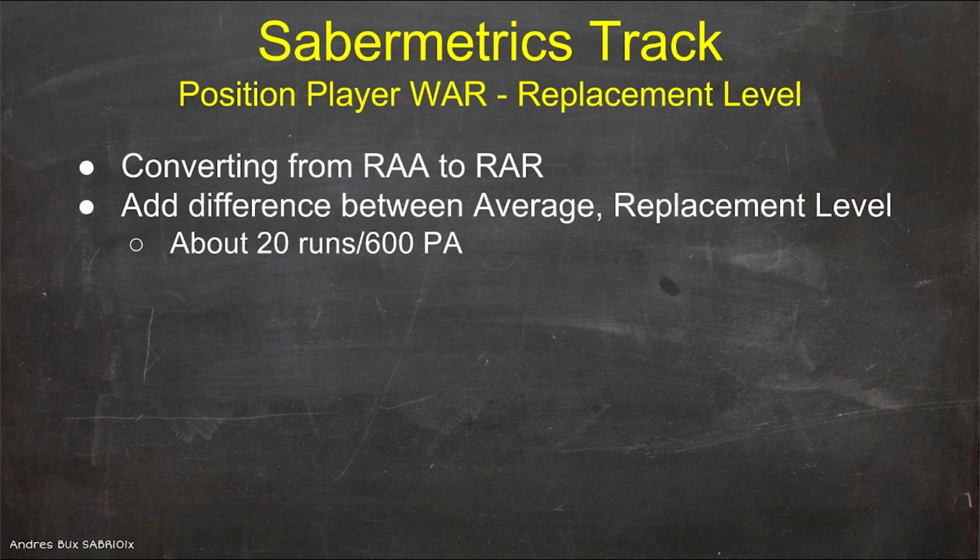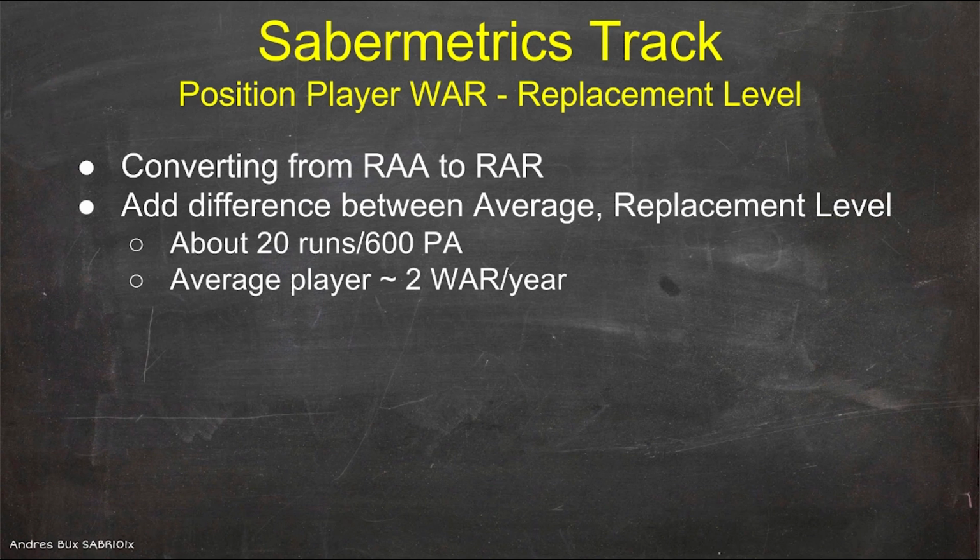In other words, the average player over 600 plate appearances is going to be worth about 20 runs more than the replacement player. And what that means, when you have 20 runs, and we've talked about how we convert runs to wins, that's about a 2 WAR player. 2 wins above replacement.